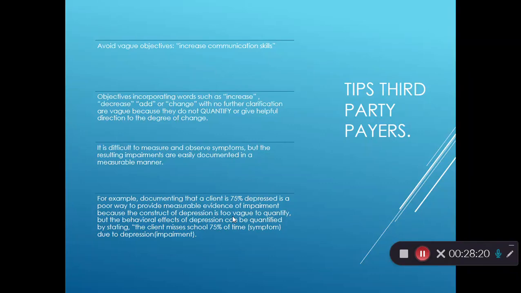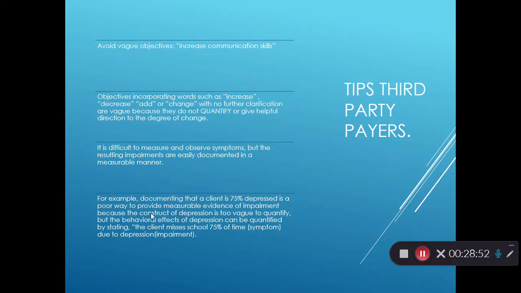Tips for third-party payers: avoid vague objectives like increased communication skills, because that really can't be measured. Increase from what point? You want to say increase or decrease, add or change, but you have to make it quantifiable. So we'll increase by doing this 2 times a week, or we'll decrease by reducing to 1 time a day, or those types of things. You want to be very specific.